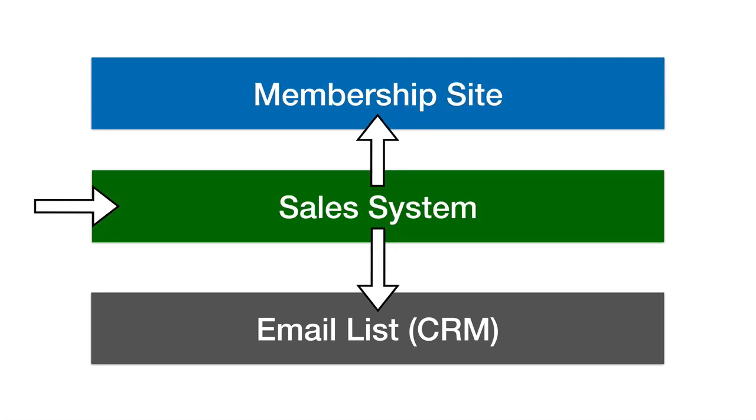Okay, and so you've got a basic user flow where the person will go into the sales system, they're going to buy the thing, okay, and then the sales system says, yep, this person is a member. It goes up to the membership site level, and it will create the member account and say, yep, that person has access to that content, and then simultaneously it will send people into your email list so that you know that they are a member. That is the basic setup of how this stuff works.